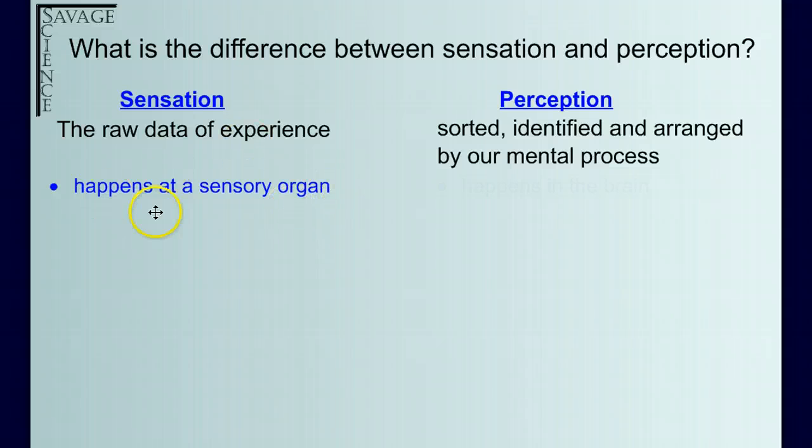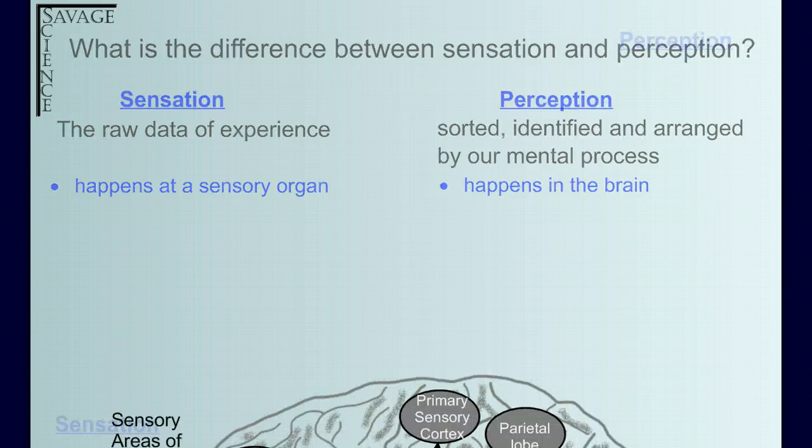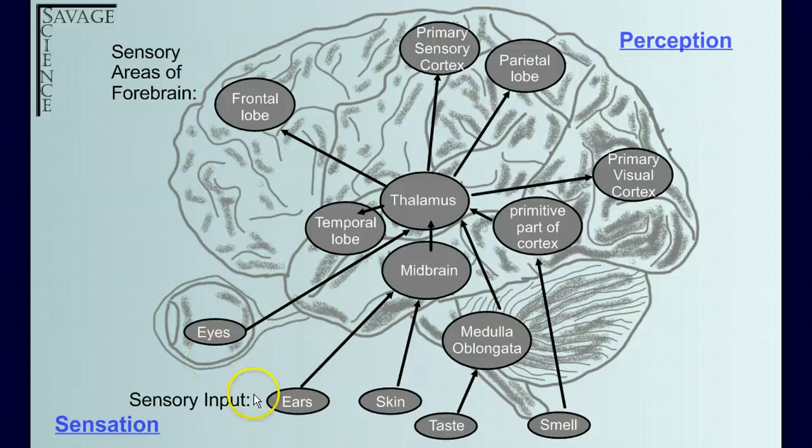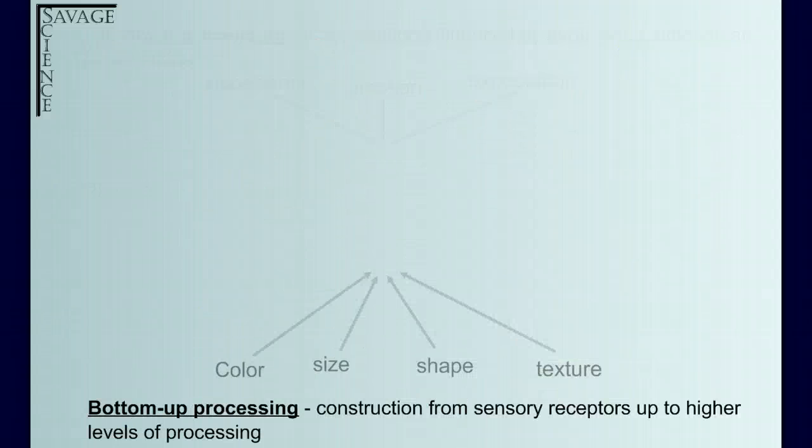Sensation occurs at a sensory organ. Perception occurs in the brain. Let's take a look at a different drawing. We can see that we have sensory input from all these places, and all this sensory input comes into the brain, gets sorted, farmed out to different parts of the cortex to be understood and identified. This bottom-up processing from the sensory systems into the brain can be seen kind of like this.